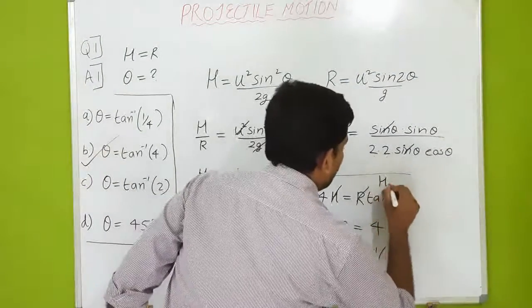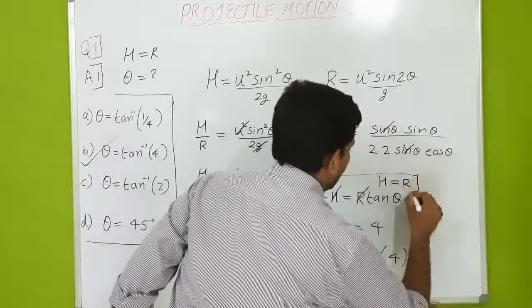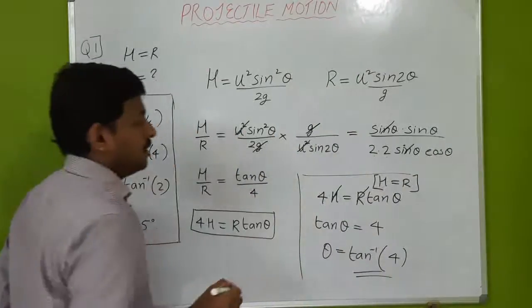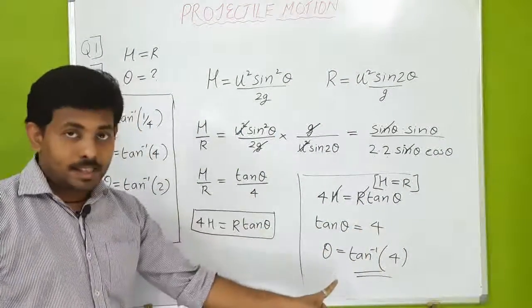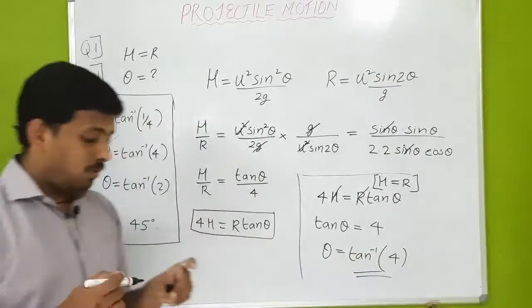H is equal to what is given in the condition in the question, and we are applying it. H and r cancel, and tan theta equals 4, so theta is equal to tan inverse 4.